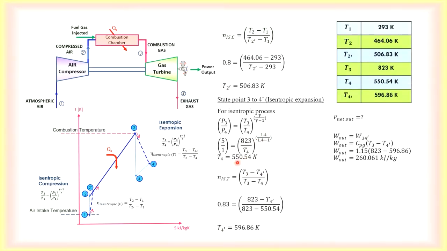Double check your T4 before proceeding with finding your T4 prime. This should be 1.333. Okay, CPG for the gas is 1.15 times the temperature difference. Then you will be able to find out the work out, 260.061. Then go ahead with work in. So that is T2 prime minus T1. Remember this CPA, that's CPG for the gas side and CPA for the air side: 1.005 times T2 prime minus T1. Okay? So you get work in of 214.9.